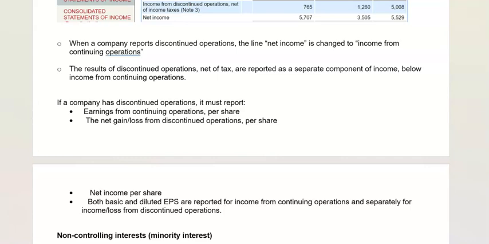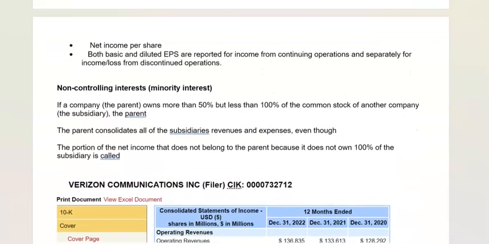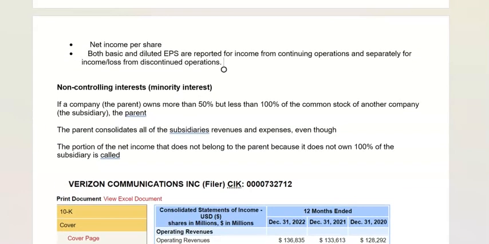Next, we move on to non-controlling interests, often referred to as minority interest. Remember the rules from when we covered this in intermediate accounting. We're going to refer to the company as the parent company. This is the reporting entity, the company whose financial statements we're looking at. If it owns more than 50% but less than 100% of the common stock of another company, the parent combines its own financial statements with those of the subsidiary, and reports a consolidated, in this case, income statement.